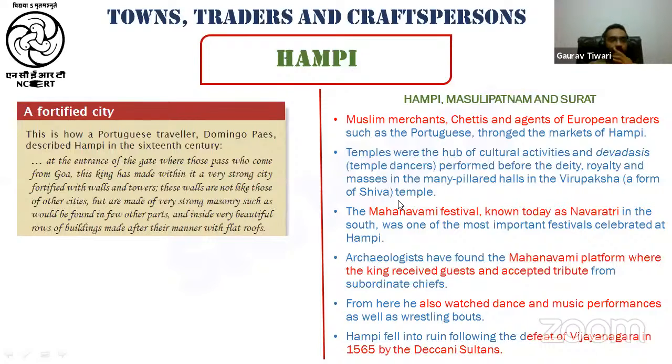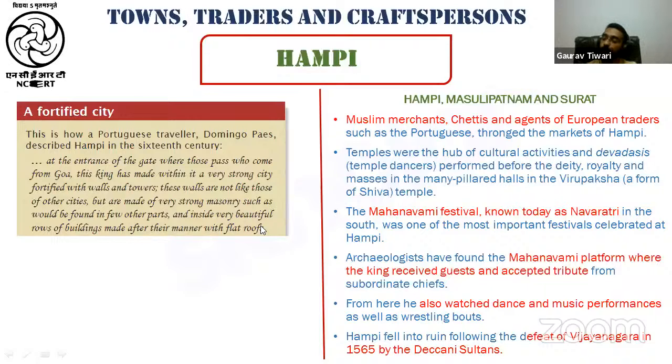Now, there is one important account of Domingo Pace. He was a Portuguese traveler and he described Hampi in the 16th century. At the entrance of the gate where those pass who come from Goa, this king has made within it a very strong city fortified with walls, towers. These walls were not like those of other cities. They were made up of very strong masonry, such as would be found in few other cities, and inside a very beautiful row of buildings made after the manner with flat roofs.